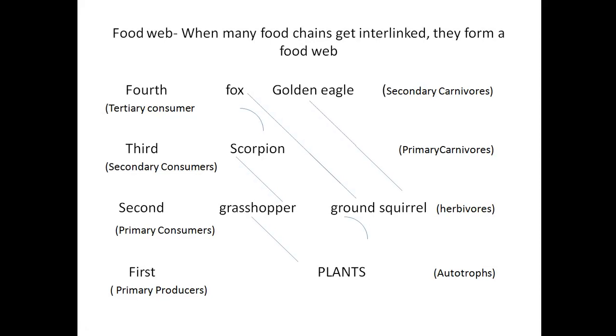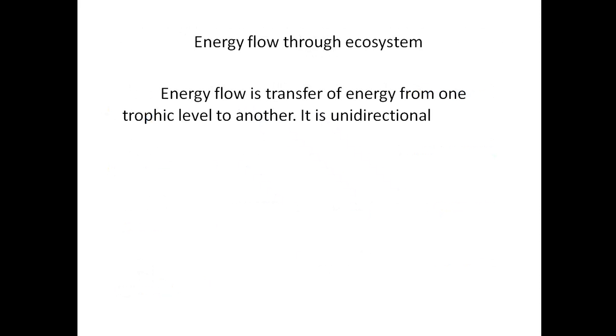food web. Now if you check your books, you can see many of these examples and more complex examples where the food chains get interlinked with one another to form a very complex food web. This is an example of a very simple food web between the first and the second food chain. Now, energy flow through ecosystem. This is one part in the topic which has been given by the university.